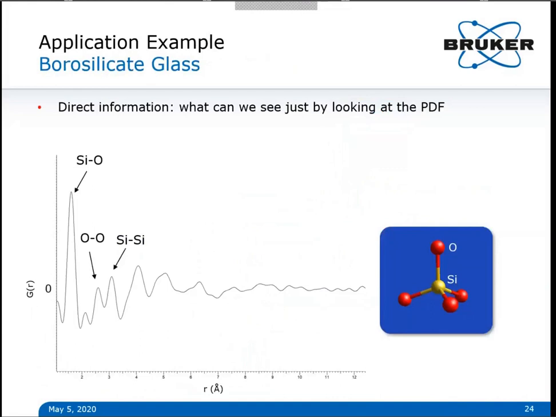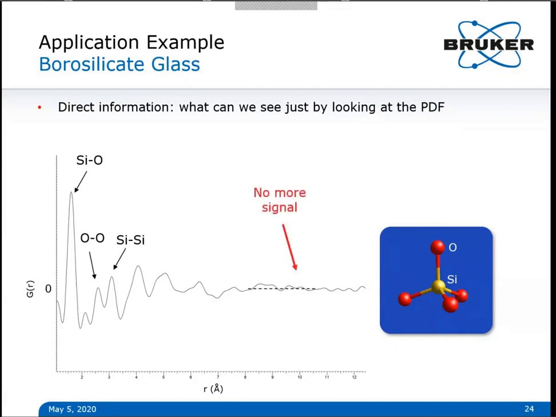One of the big advantages of the PDF is that because the function is displayed in real space, we can get some direct information just by looking at it. In the borosilicate glass example, the signal is dominated by the main component, the silica. We can expect that locally, the structure would be composed of silicon oxygen tetrahedra, and we can identify the first three peaks in the PDF.